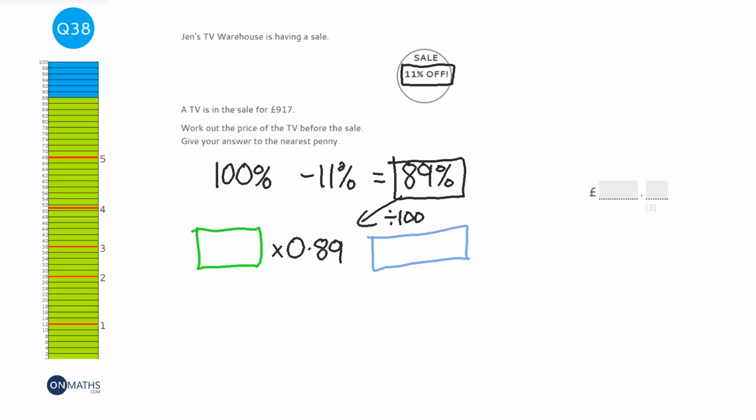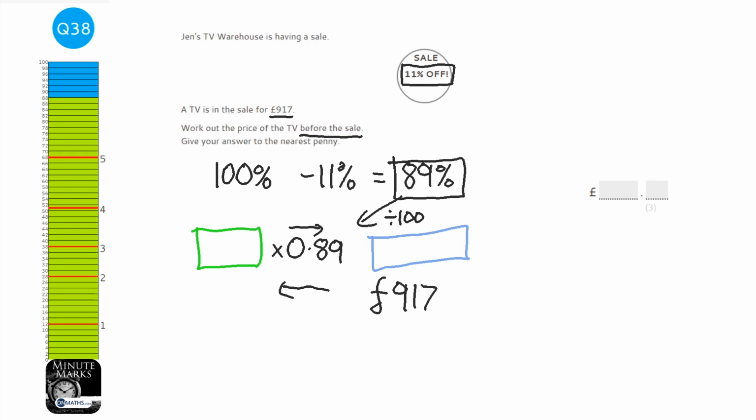But the difference with this question is we're not working this way, we're working this way. If you have a look at the question, it says the sale price is 917, work out the price of the TV before the sale. So the end price is 917. Instead of timesing it by 0.89, when we're working the other way, we divide it by 0.89. I show it this way round because I like to have it in the middle, but we've got to do 917 divided by 0.89. Don't do 0.89 divided by 917, otherwise it won't make sense.